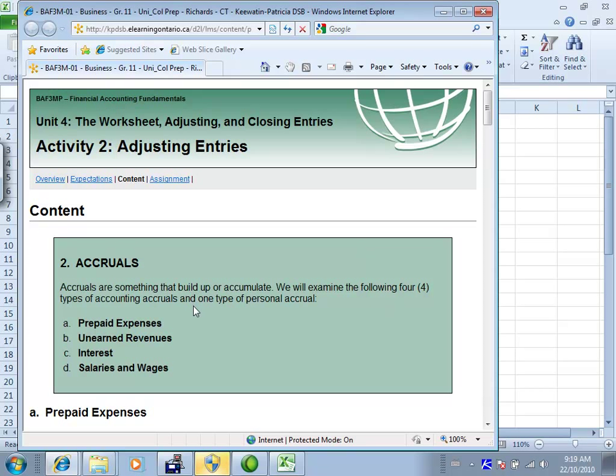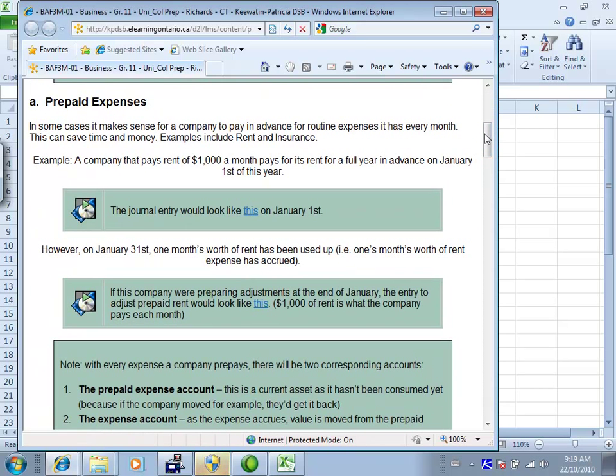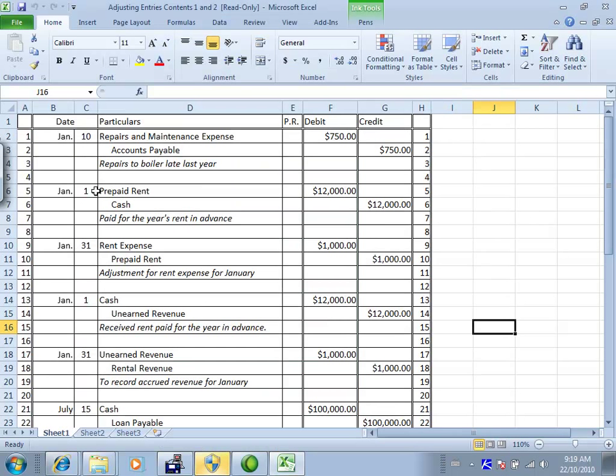accruals. Accruals refer to things that build up or accumulate over time. For example, one of the examples they give here is paying rent at the beginning of the year for the entire year. That's often done with insurance as well. So in this prepaid expense example, this company pays $1,000 a month rent for an entire year, so that's $12,000 for the year. On January 1st, they would debit $12,000, $1,000 a month for 12 months, in an account called prepaid rent. And then cash would be credited $12,000.